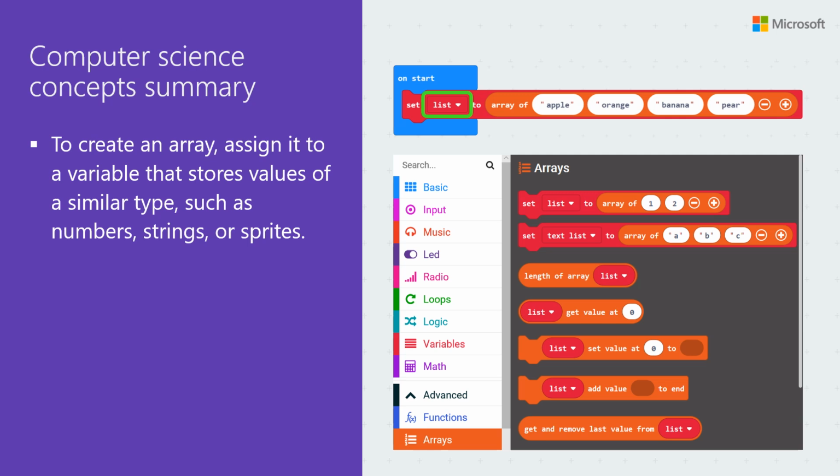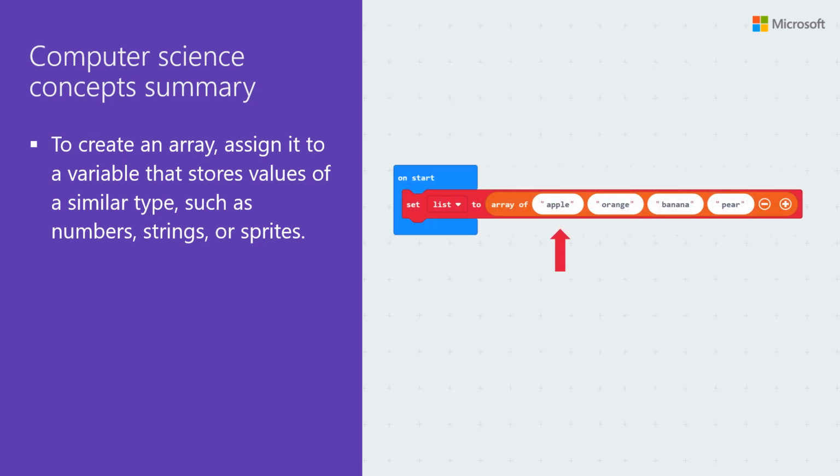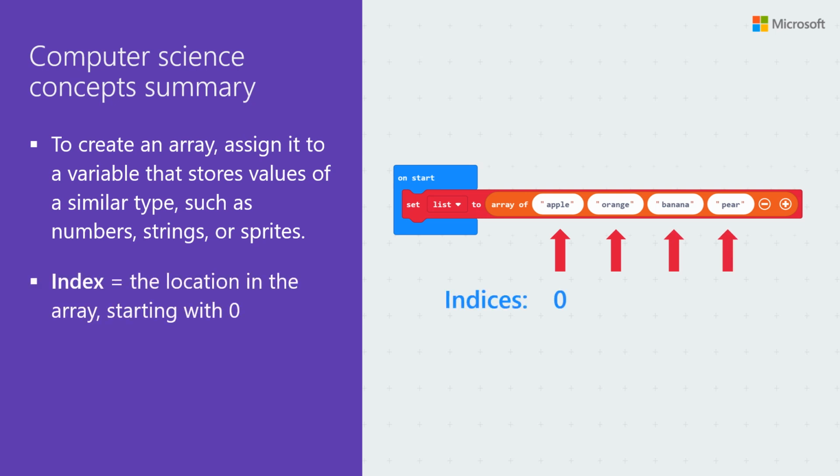Now you create an array by assigning it to a variable that stores values of the same type, like numbers, strings, or sprites. For example, this array is assigned to a variable called list, and it holds string data. Every spot in an array is identified by its index, which is a number that corresponds to its location. The first slot is always index 0. Then the next is 1, then 2, and so on.